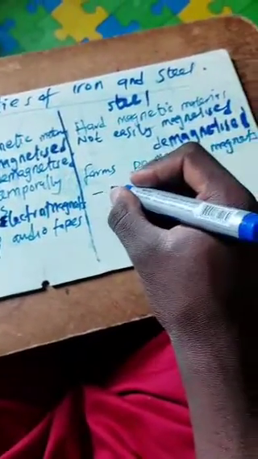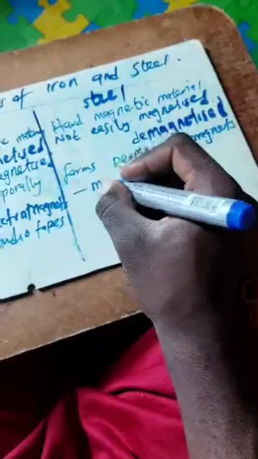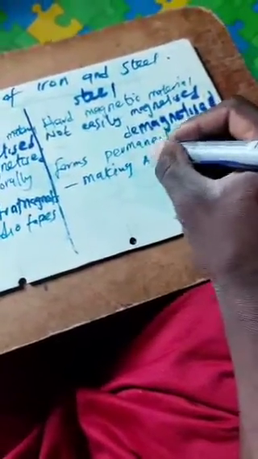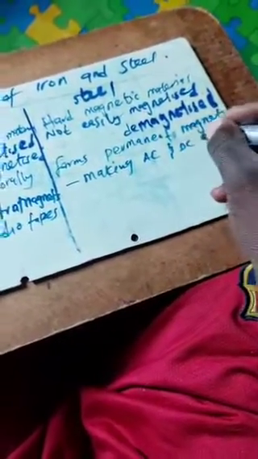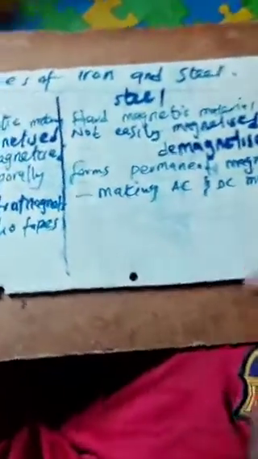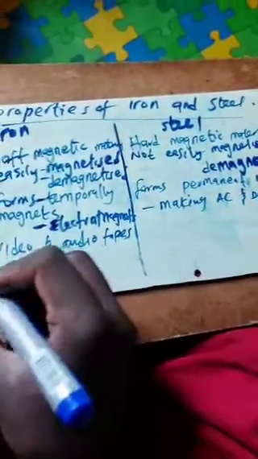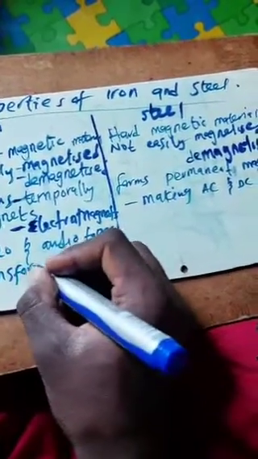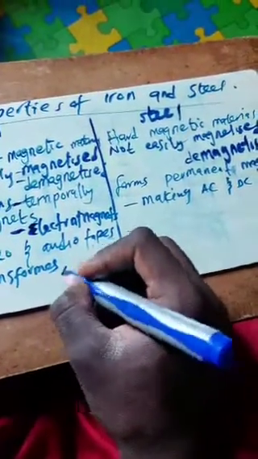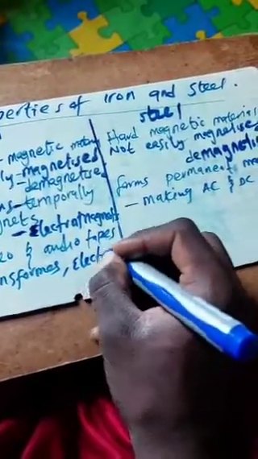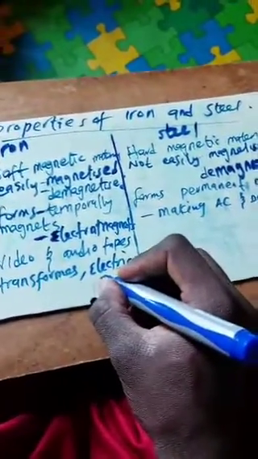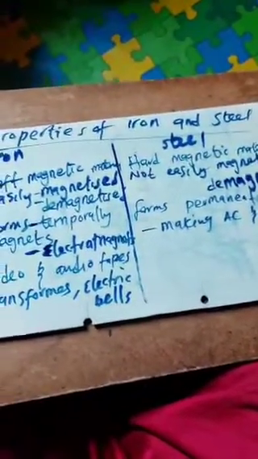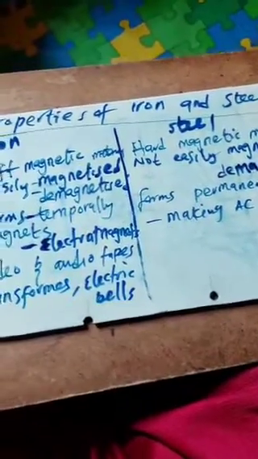iron is also used for making electric motors, the manufacturing of AC and DC motors. They are used for that. Iron is also used in formation of transformers. Transformers have got pieces of iron inside them. Even electric bells are formed using iron. Those bang, bang, bang electric ones, you just turn it on and it starts ringing. They are made using iron.